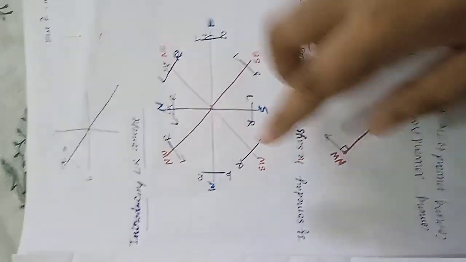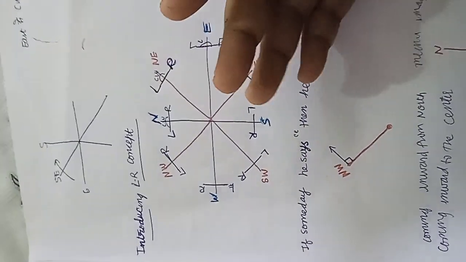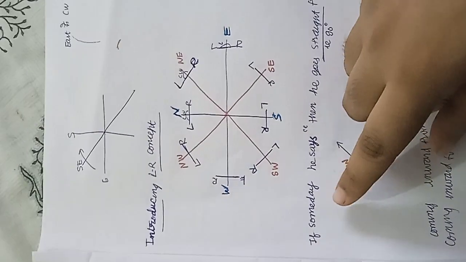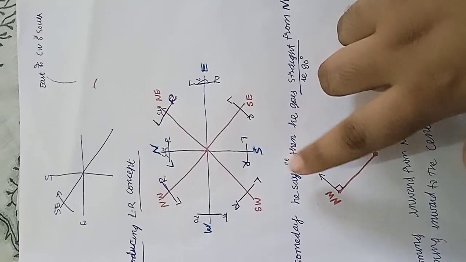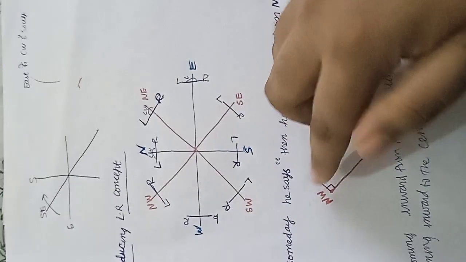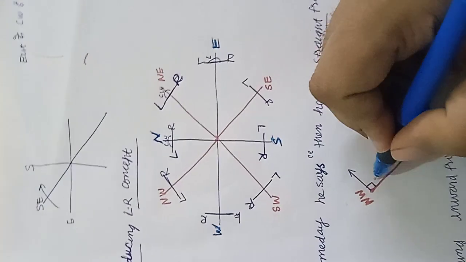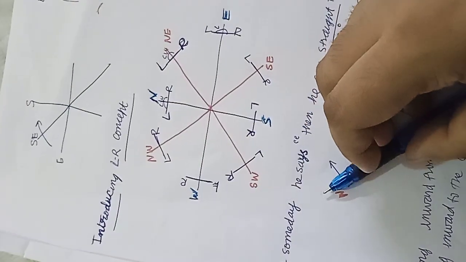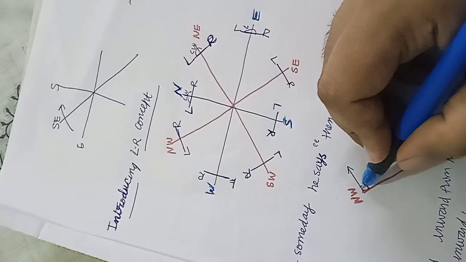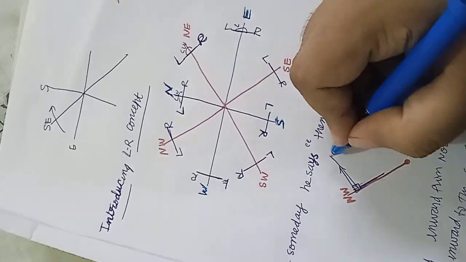Suppose the statement is not important, the LR concept is not important, because you can easily identify. Suppose someday he says he goes straight from northwest. Straight from northwest means 90 degrees from northwest. If he says he turns right from northwest, then of course the right turn is 90 degrees only. So northwest के 90 degree he will turn and go.